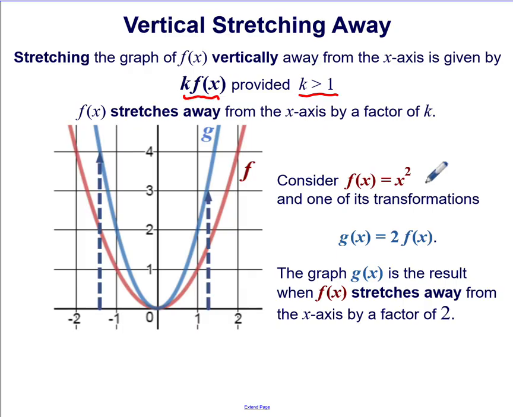Consider f of x is equal to x squared, and one of its transformations is given by g of x equal to 2 times f of x. The graph of g of x is the result when f of x stretches away from the x-axis by a factor of 2. When we consider the graph of f, given by this reddish parabola here, its transformation, 2 times f of x, also called g, stretches away from the x-axis.